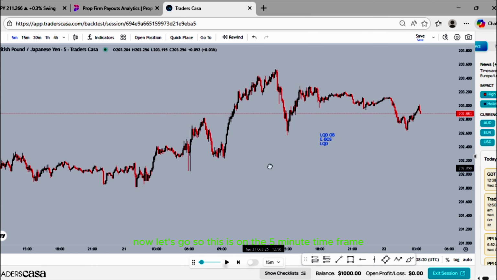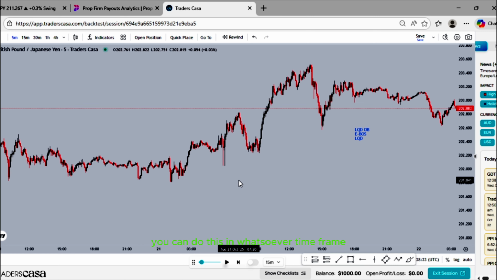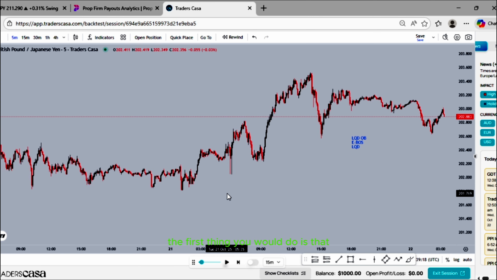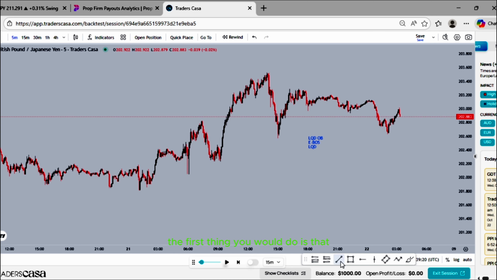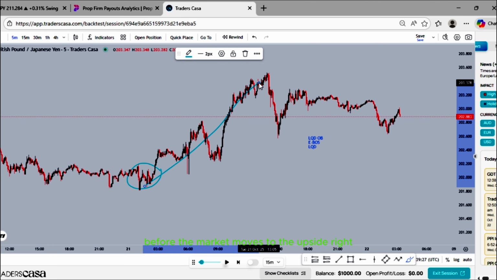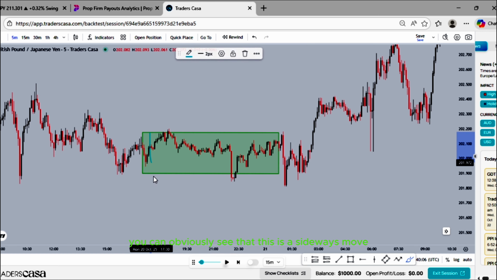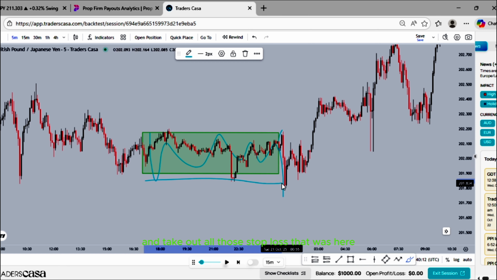Now let's go. So this is on the 5-minute time frame. You can do this in whatsoever time frame that best suits the kind of trader you are. To consider if an order block should be a valid one, the first thing you will do is look at where the move started from. You can obviously see that there is a consolidation around here before the market moves to the upside, right? So this is an area where you look out for whether there is a liquidity order block or not. We can see how the market creates a consolidation, a sideways move right here, where eventually price turns to the downside and takes out all the stop losses that were here.